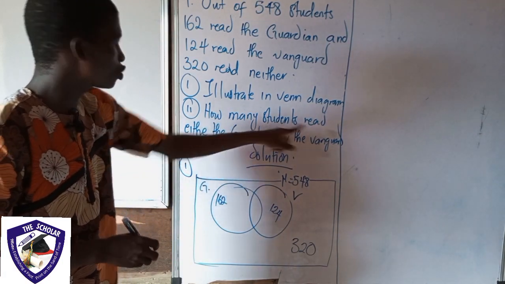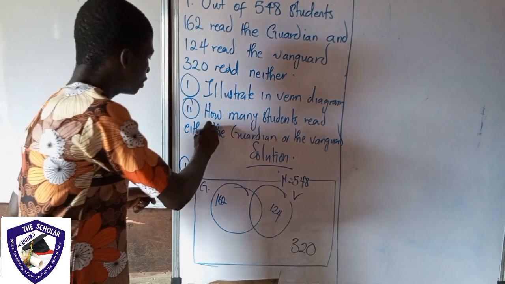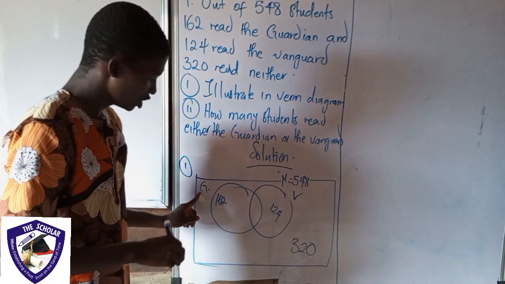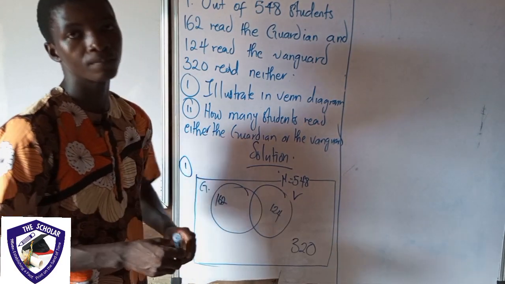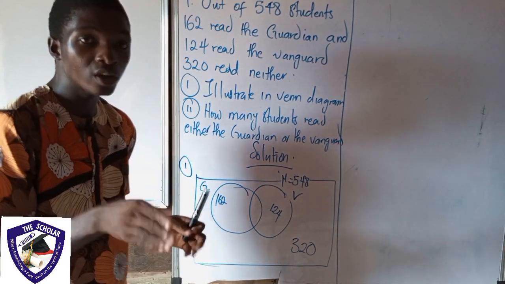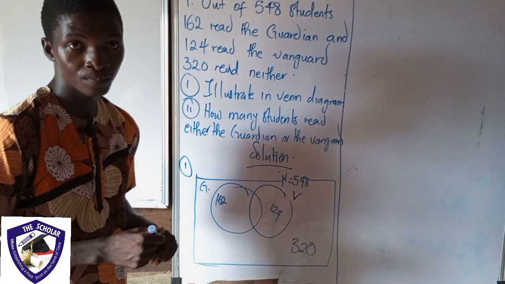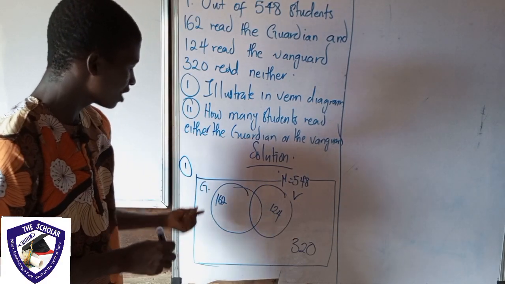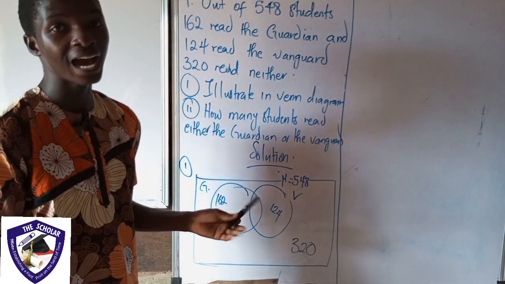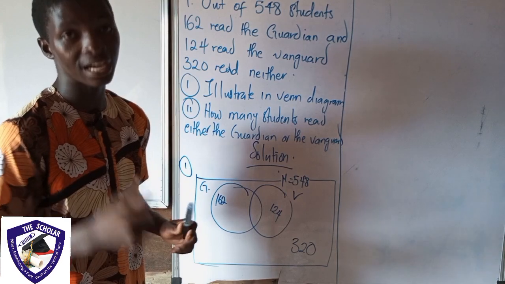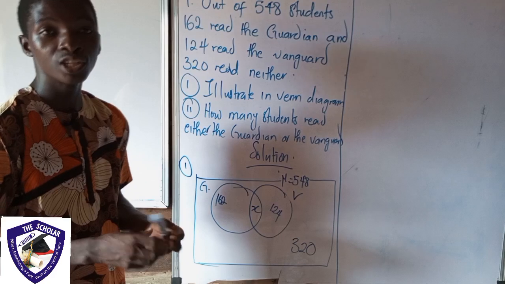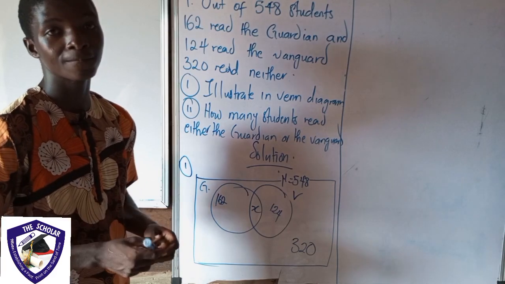It says how many students read either the Guardian or the Vanguard. That means it's telling us to find what? G intersection V. I explained something about the intersection earlier: what is common between the two sets? Here it's telling us who are those that read Guardian and likewise Vanguard. So we don't know them, and anything we don't know in mathematics, we give it an identity. Now let us give it an identity, what? Identity X. That means the question is, find X.